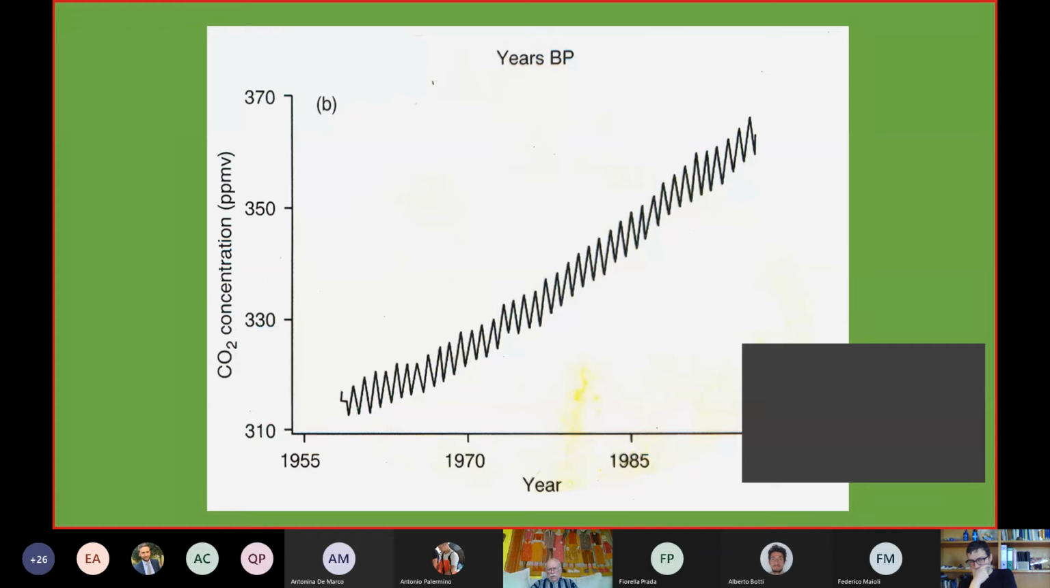You see the CO2 goes up and down, and the cycle is 1 year. Why? Because during the growth season, the plants absorb CO2 and reduce the content of CO2 in the atmosphere. In fall and winter, leaves fall, there is less photosynthesis, and the leaves are decomposed by microbes and insects, and in their respiration, they emit CO2.